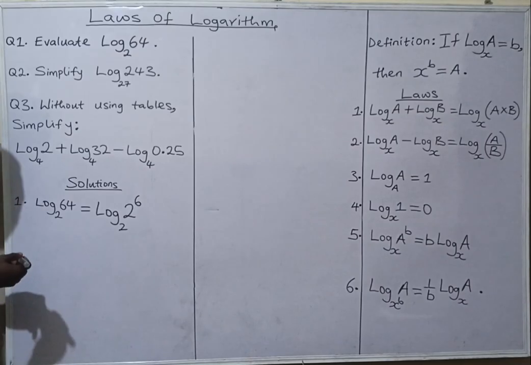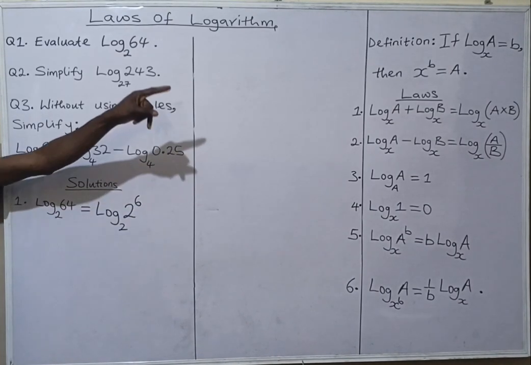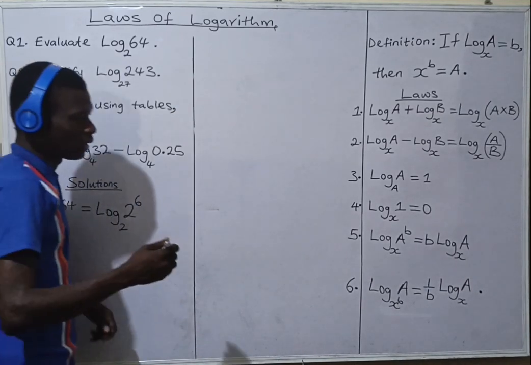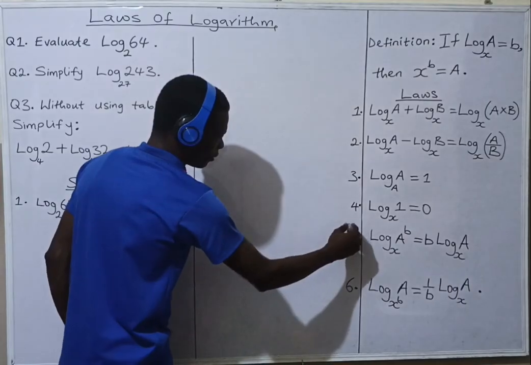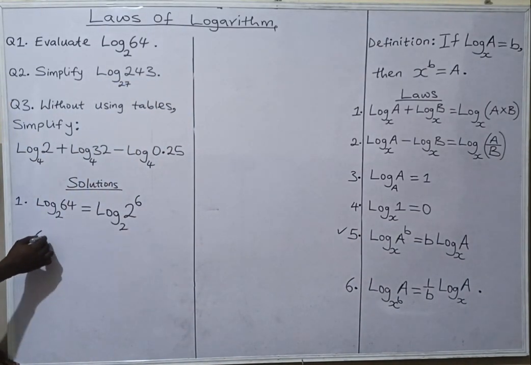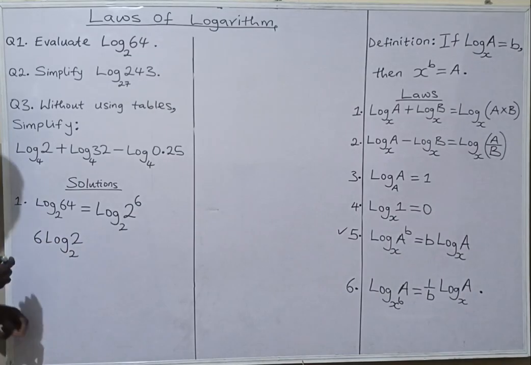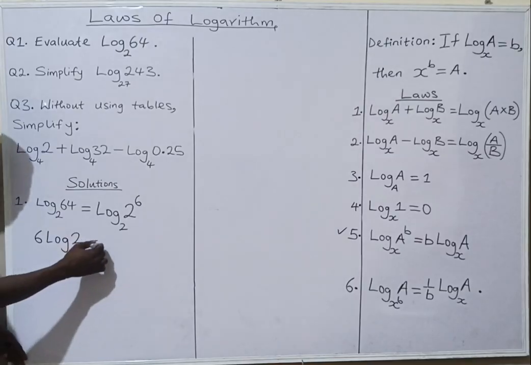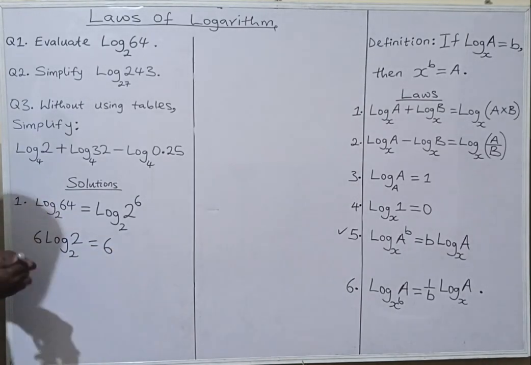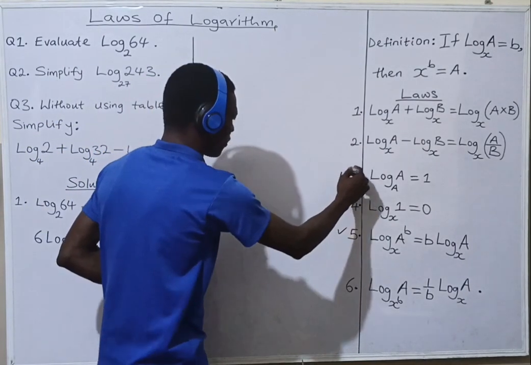2. Now, if we have log 2 raised to power 6 to base 2, according to one of the laws there, something has to happen to this power 6. And that is according to law number 5. The power comes behind to become 6 log 2 to base 2. So we're having 6 log 2 to base 2, which is going to be equal to 6, which is what we have here. Now, log 2 to base 2 resembles one of the laws that we have there, and that is law number 3.